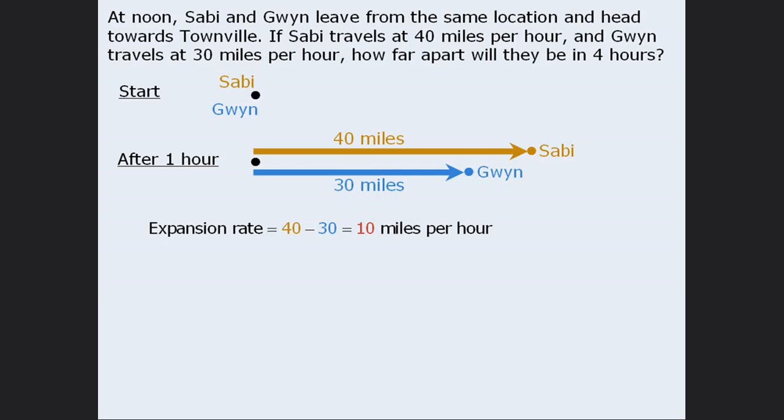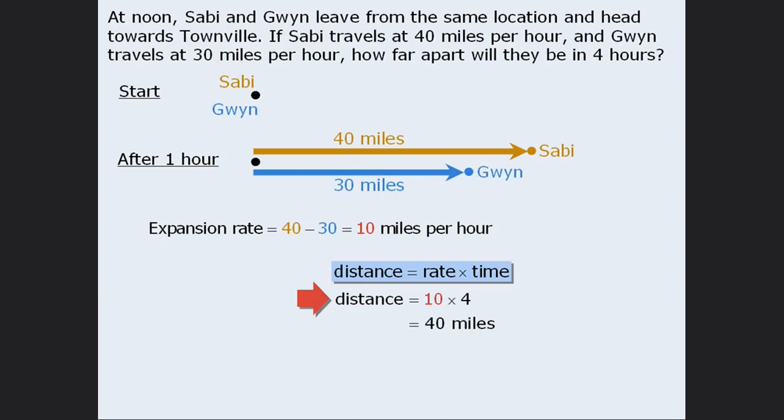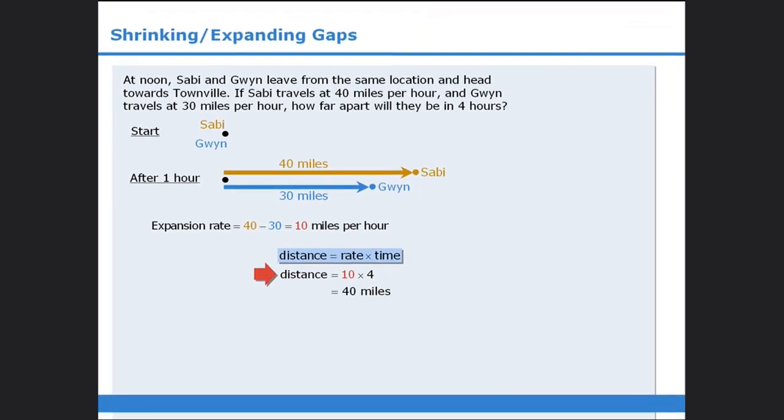Now our goal is to determine the distance between Sabby and Gwyn after 4 hours. To do this, we will use the distance formula. So the distance between them after 4 hours will equal the expansion rate of 10 miles per hour multiplied by the time of 4 hours. This equals 40, so Sabby and Gwyn will be 40 miles apart after 4 hours.